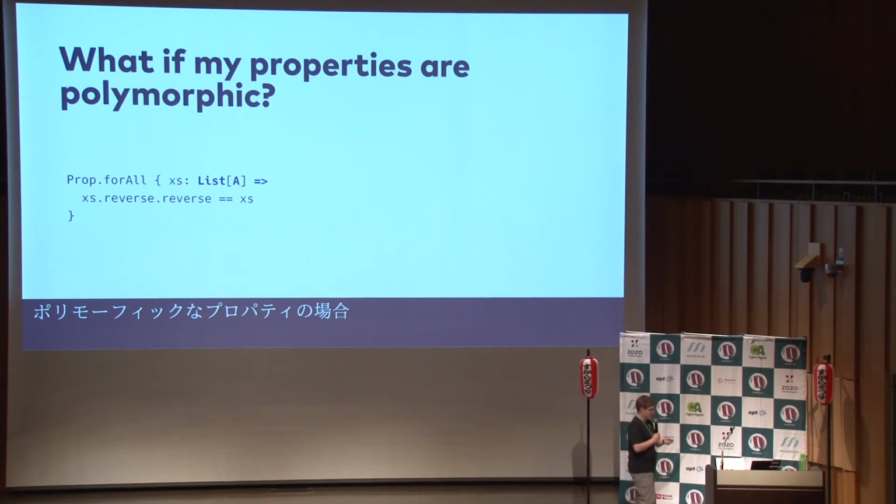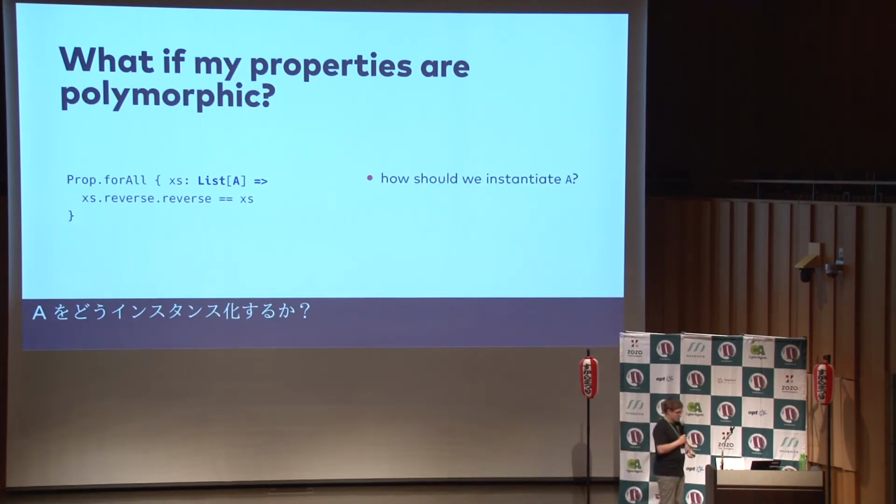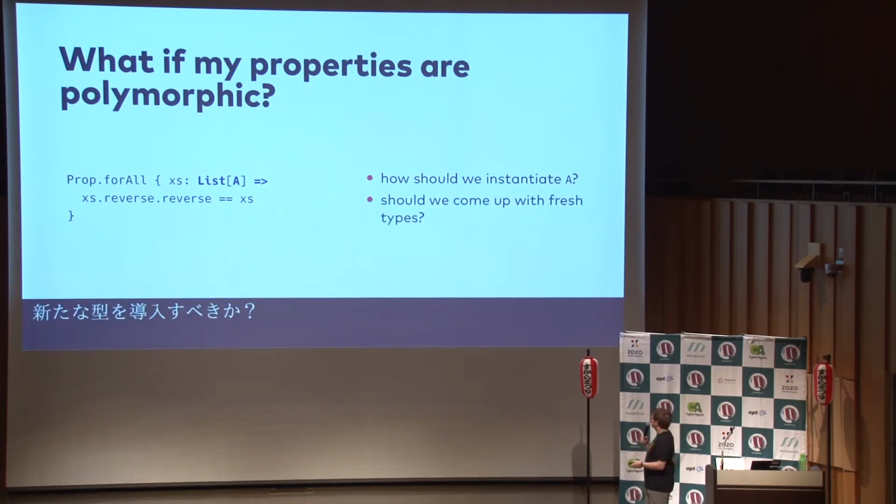So how can we do this? Well, we could try to write such a polymorphic property, but then ScalaCheck wouldn't know how to instantiate this property. So what kind of type A should there be? And should we come up with fresh types? So should we use existing types from the Scala standard library? Or should we just make up our own types?